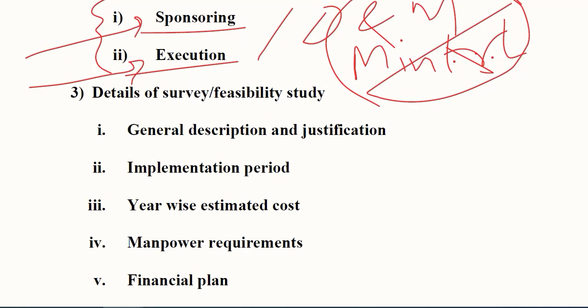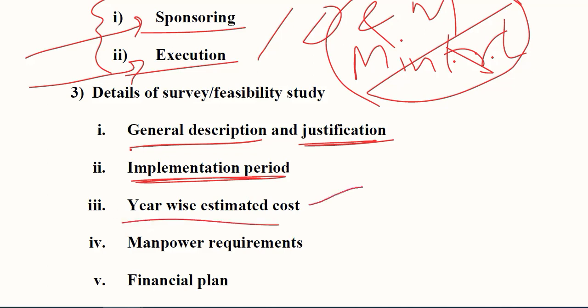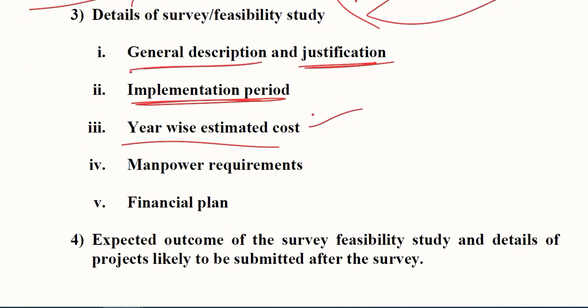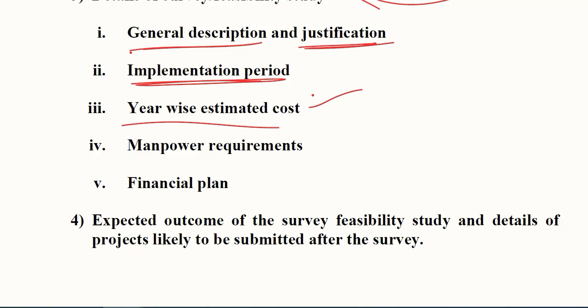And then other details like general description. We have to describe the project. We have to justify the project, if it is really worth undertaking or not. We should also mention the implementation period, how many years or months will be taken. The year-wise estimated cost should be mentioned here. The manpower requirements should be there. The manpower requirements are also an important thing. And the financial plan, the sources of financing and how it will be financed.